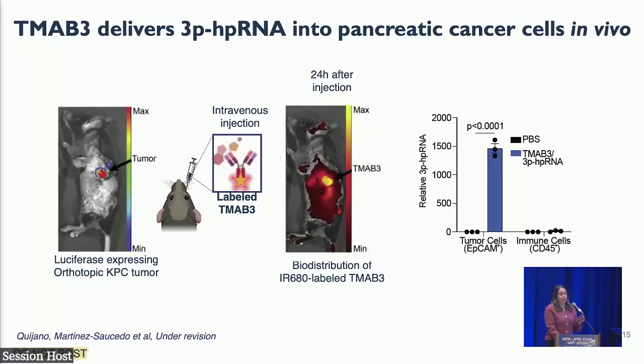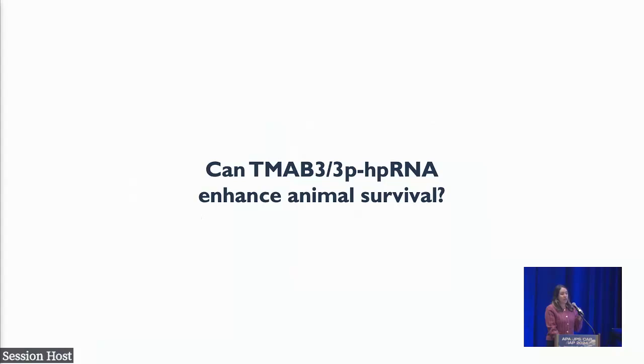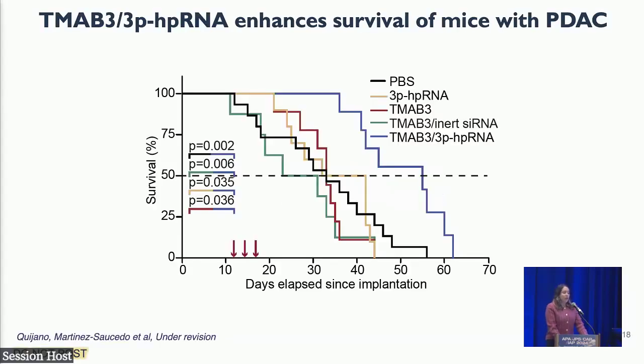So now that we know that the antibody was reaching the pancreas and the short hairpin is being delivered directly into pancreatic cancer cells, can we improve animal survival? So again, we established the orthotopic KPC model, and this time we give 3 treatments 10 days post the implantation.